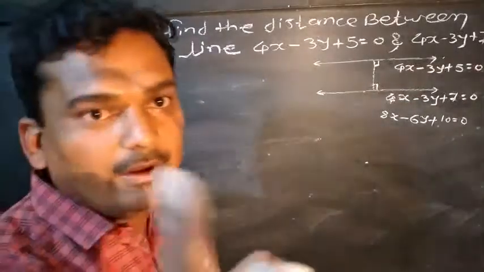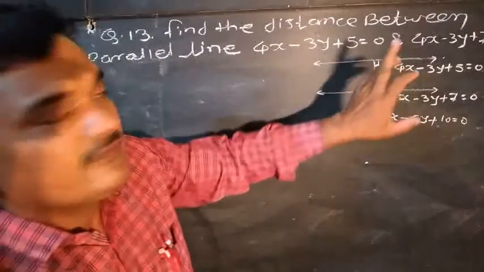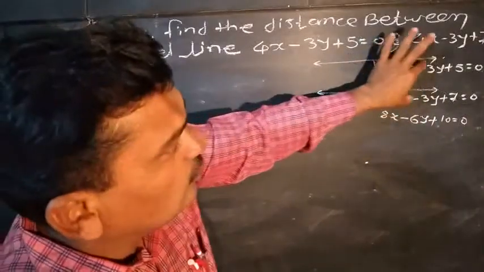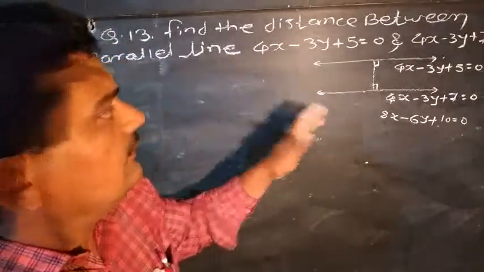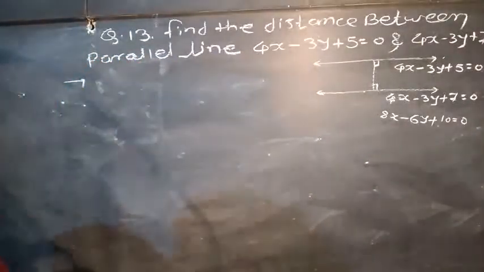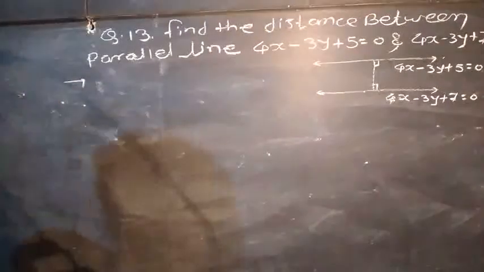Next, divide this equation's terms by 2. Then we get the first equation, and the x term coefficient and y term coefficient are equal. Then find the distance between the parallel lines by using the formula.